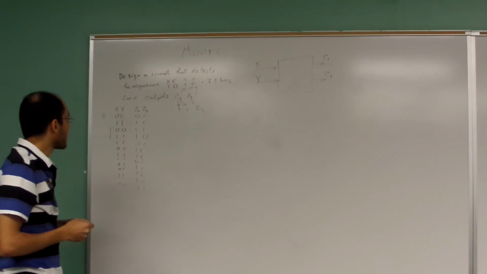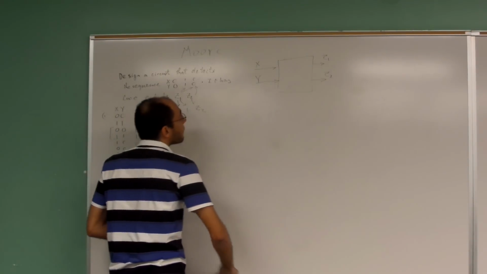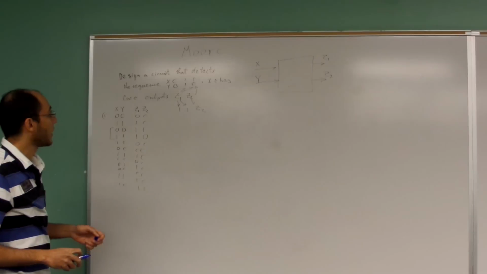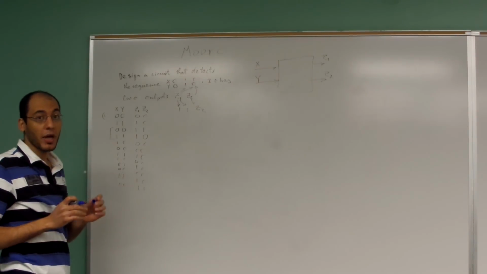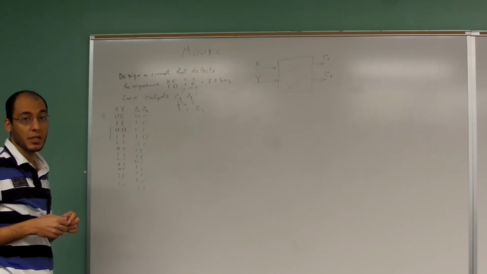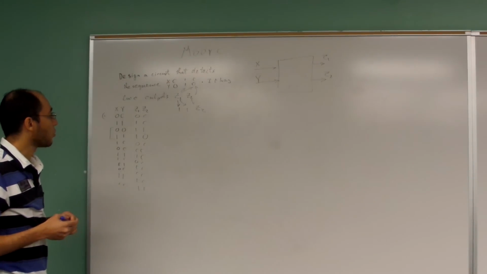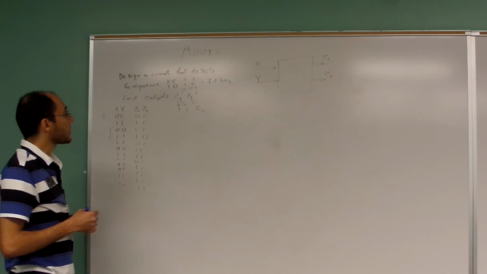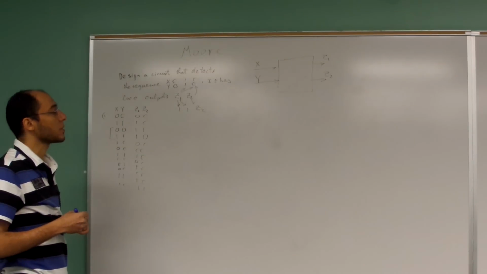The Moore machine tells us that whenever you have a state, you have to put the output of the state inside the state. Okay? So what do I mean by that? Let's first start with the Moore machine. How do we design a Moore machine?